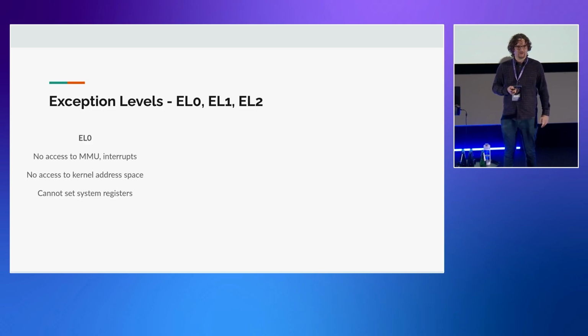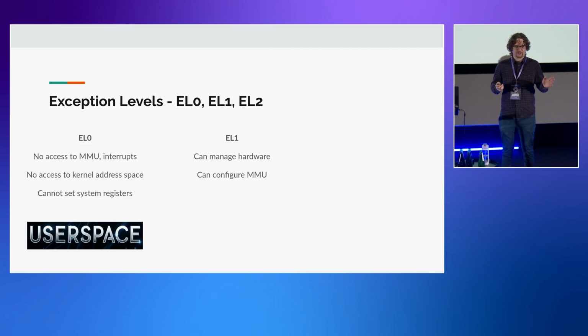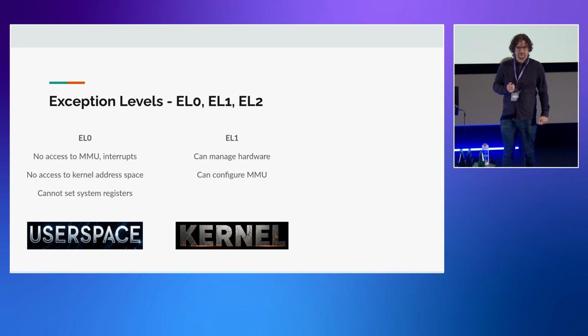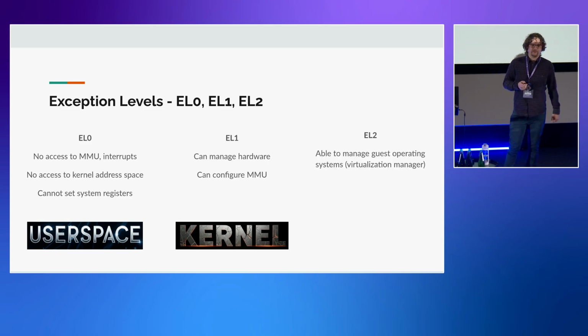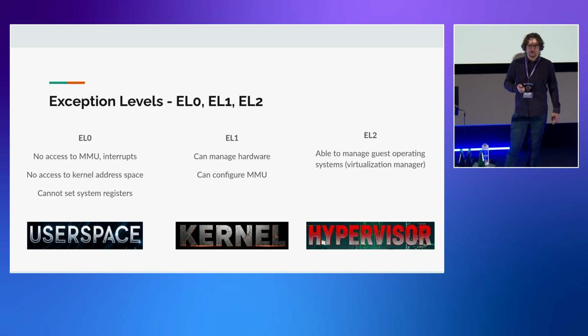On EL0, so exception level 0, we have no access to the MMU, no access to interrupts, no access to kernel address space. We are heavily restricted, but that's good for our user space apps, and this is just our user space. On EL1, exception level 1, we can manage hardware, and we can configure the MMU, and you guessed it correctly, it is the kernel. The kernel is running on the EL1 exception level. And then we have EL2. This is an exception level where applications can manage guest operating systems. So this is the hypervisor used for virtualization, very popular, especially in automotive.